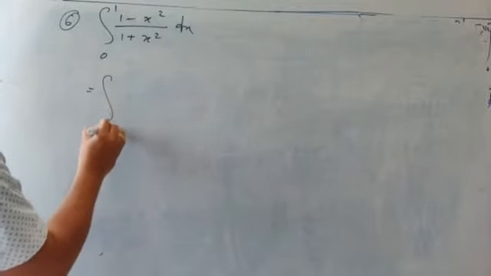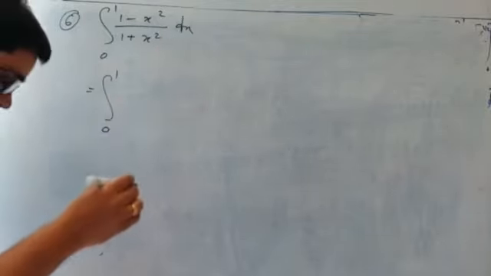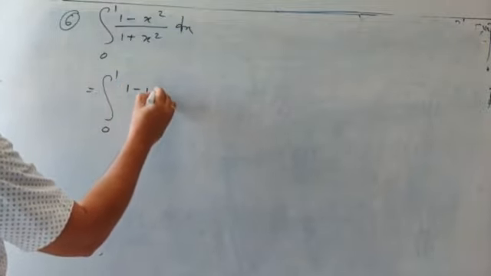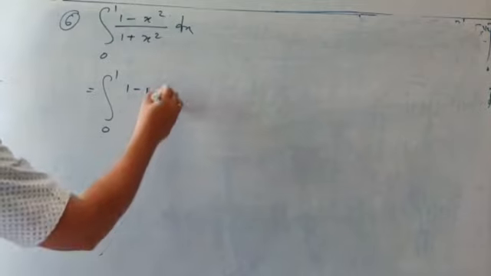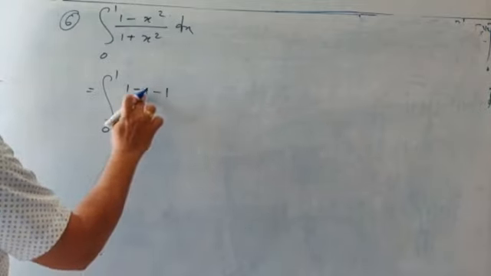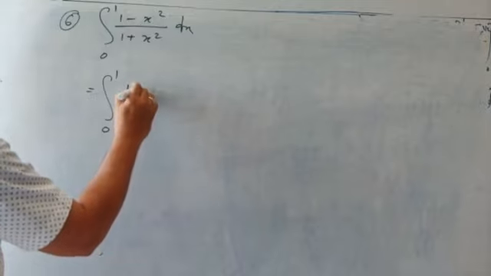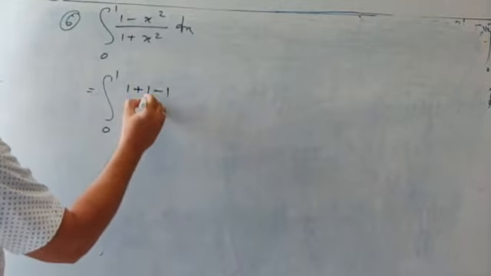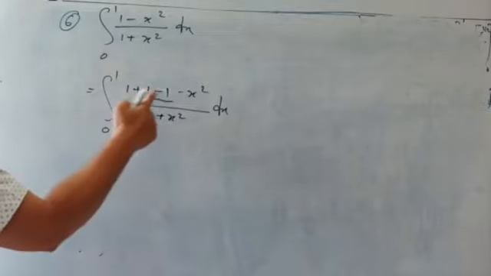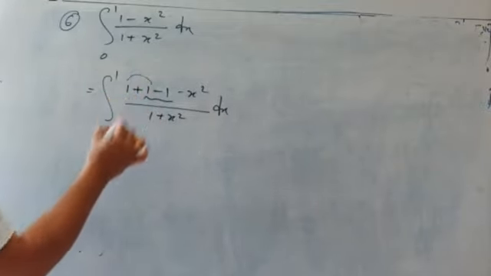So this can be written as integration 0 to 1. It is 1, you can say minus 1, and then it is minus 1. To cancel this, we'll say plus 1. So 1 plus 1 minus 1. So I added and subtracted 1, minus x square, upon 1 plus x square dx. Right? So what I did is I added and subtracted 1. But you know 1 plus 1 is 2.